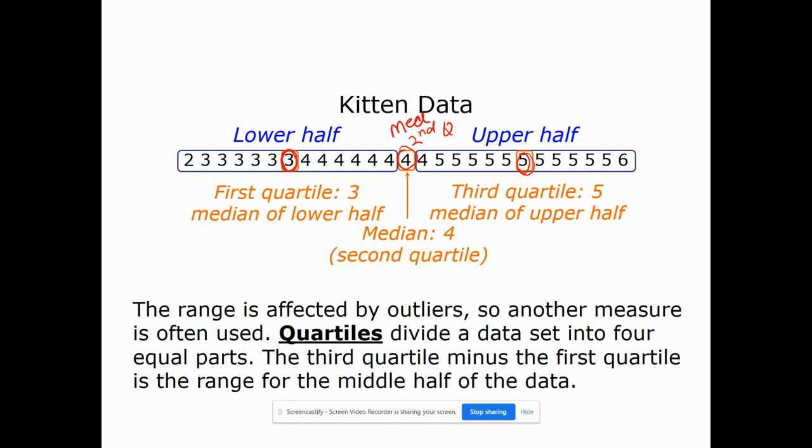We talked about how outliers can affect my range. Sometimes you might want to use the range between your first and third quartile because it tells me a lot about the middle half of my data. That's sometimes a better representation of my data set than the range might show with an outlier. So that's one reason why we look at those quartiles to find ranges.